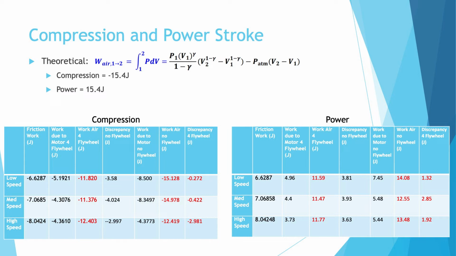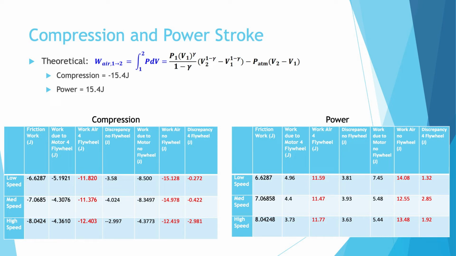Overall, without the flywheel, the experimental work and the theoretical work were pretty similar. Unfortunately, once flywheels were introduced into the system, the work experimentally calculated and the work theoretical started to differ considerably. This is most likely due to the fact that the work experimentally with the flywheels was being offset by the angular velocity and angular momentum of the flywheels continuing to spin.